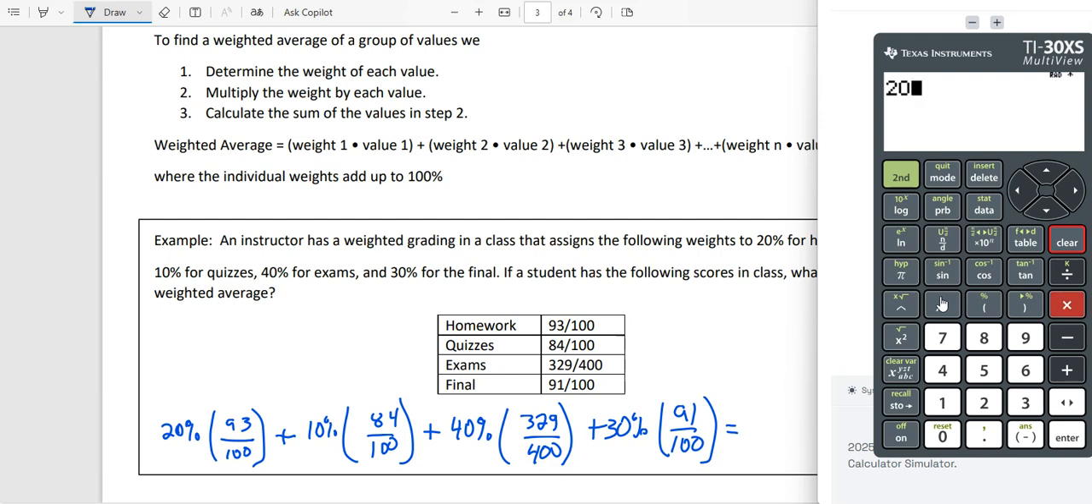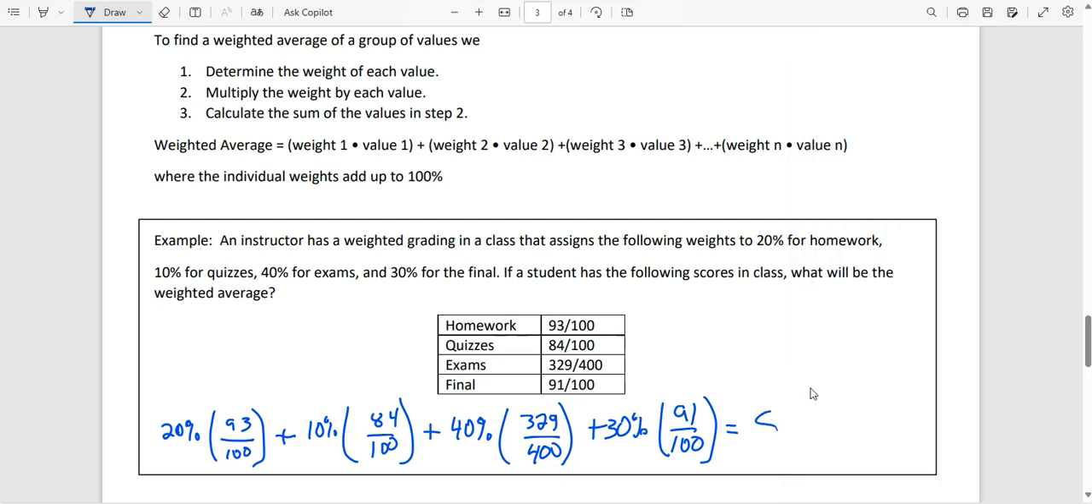So 20 times 93 divided by 100 plus 10 times 84 divided by 100 plus 40 times 329 divided by 400 plus 30 times 91 divided by 100 equals their grade is 87.2, and the units here are all these percents everywhere, 87.2%.